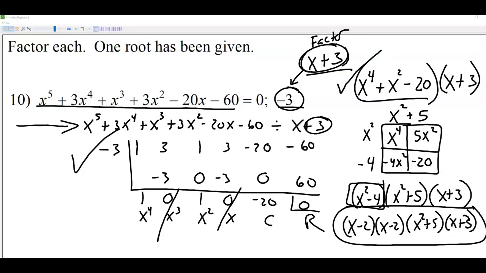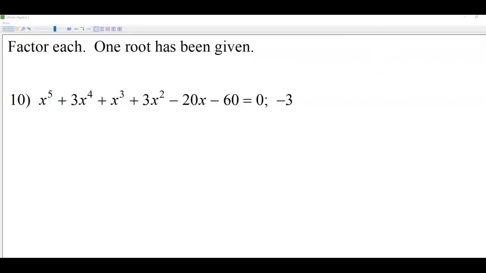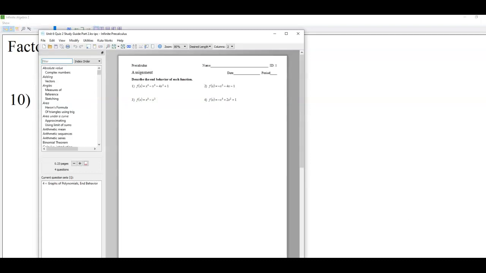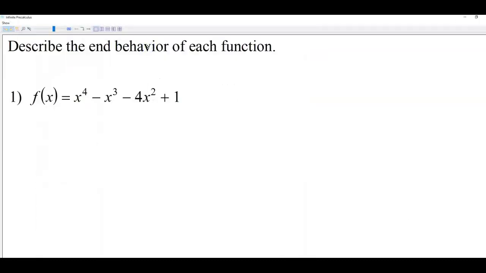All right. A lot of work. I know these are busy. Let's move on to our last bit here. Describing the end behavior of a polynomial.